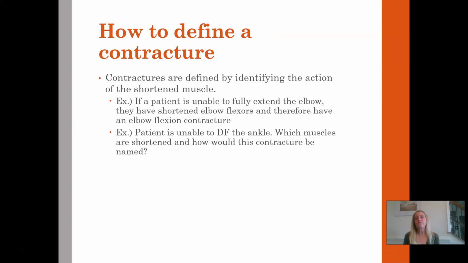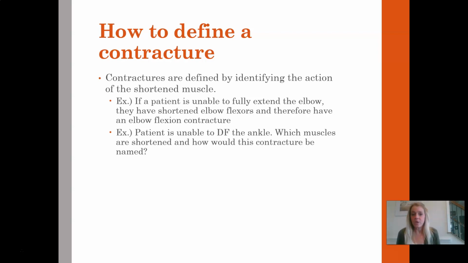So contractures are first identified by identifying the action of the shortened muscle. So usually by example, it's easier to understand this. If a patient is unable to fully extend their elbow, then they have shortened elbow flexors, and therefore they have an elbow flexion contracture. Their elbow is stuck in flexion, right? It's the biceps, the elbow flexors that are going to be tight. That's what's going to be limiting the ability to pull them into elbow extension. So that would be an elbow flexion contracture.